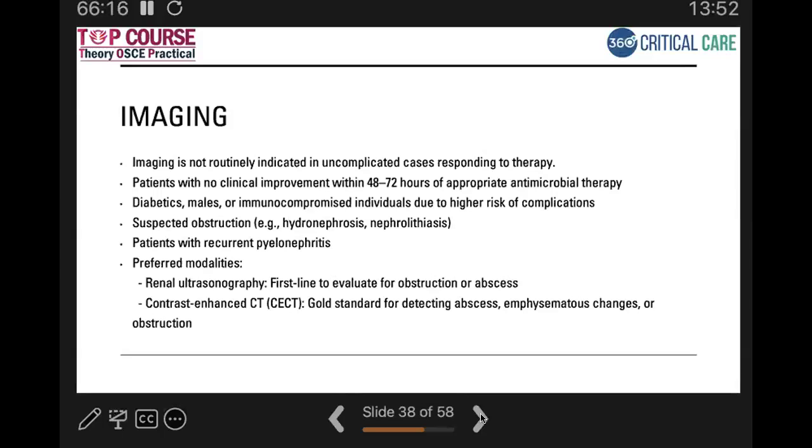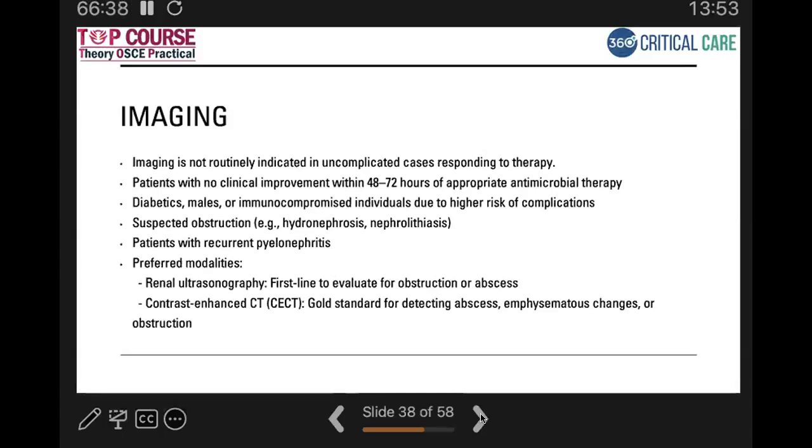And when a patient has underlying hyperglycemia, uncontrolled diabetes mellitus, especially men and immunocompromised individuals, then you subject them to imaging. Okay, and when you suspect an obstruction like hydronephrosis and nephrolithiasis, then imaging can be justified. And if the patient has recurrent pyelonephritis, then imaging can be justified.